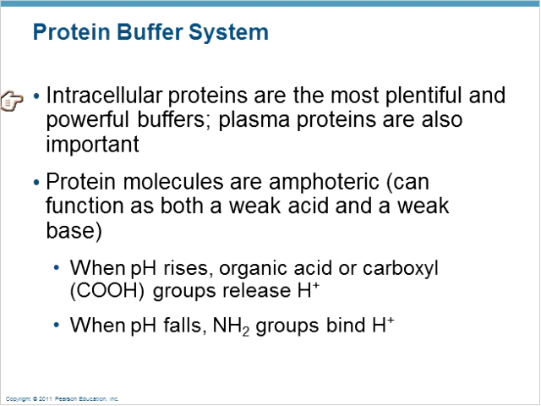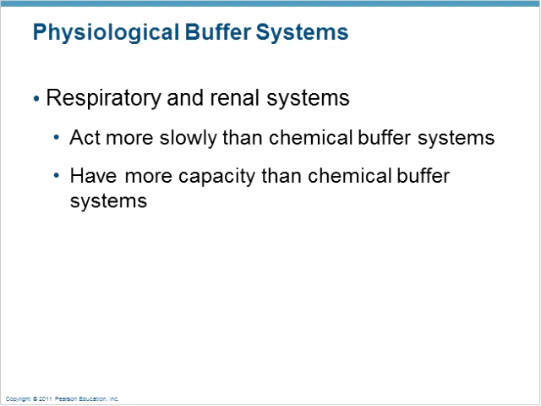We have a protein buffer system, and so intracellular proteins are the most plentiful and powerful buffers, and plasma proteins are also important. Protein molecules are amphoteric, which means they can function as both a weak acid and a weak base, which gives them a lot of variability and a lot of flexibility. When the pH rises, organic acid or carboxyl groups release hydrogen. When the pH falls, the NH2 groups bind with hydrogen.